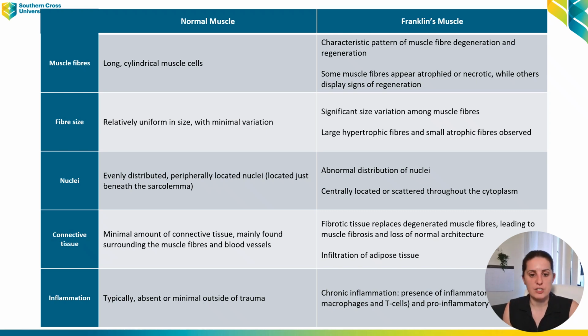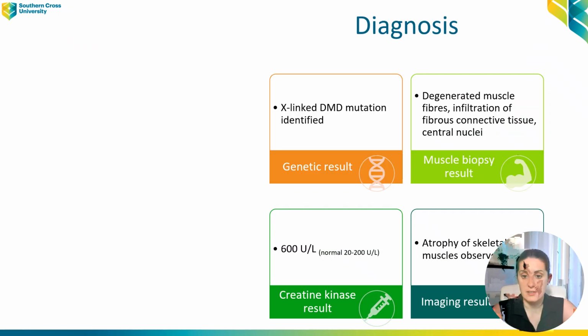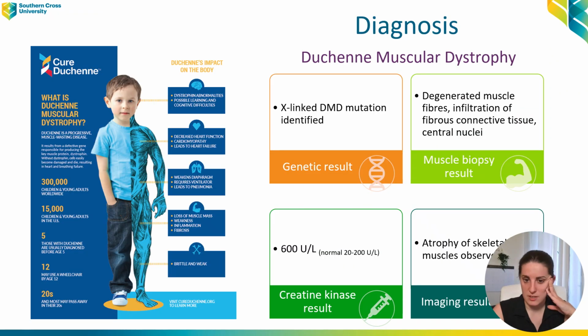And then for the connective tissue, it was minimal, and it was mainly surrounding the actual muscle fibers and the blood vessels, whereas for Franklin, the fibrotic tissue is replacing the degenerated muscle fibers, leading to muscle fibrosis and loss of normal architecture. And there's an infiltration of adipose tissue. And then finally, you don't expect to see much inflammation in normal muscle tissue, but for someone like Franklin, there is. And so the diagnosis, if you haven't guessed yet, is Duchenne muscular dystrophy.